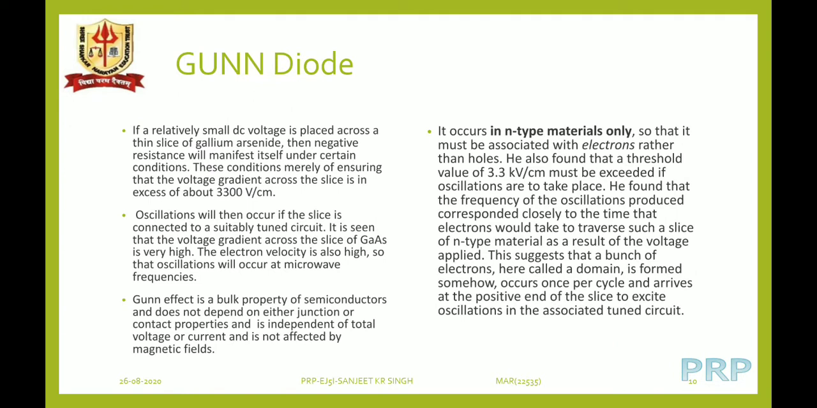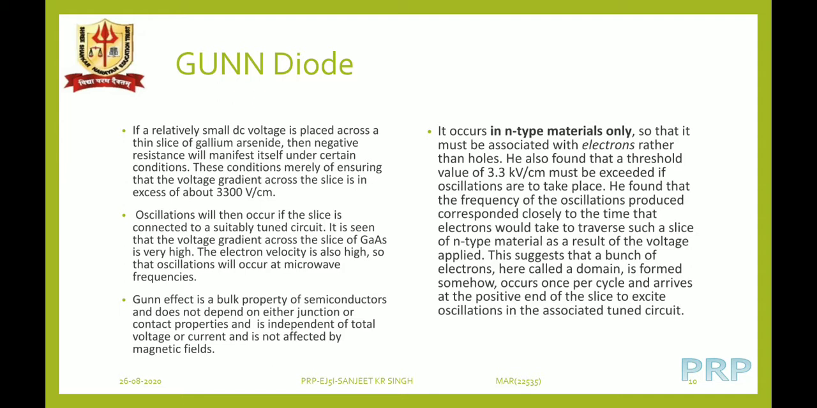So what is the Gunn effect? If a relatively small DC voltage is placed across a thin slice of gallium arsenide, then negative resistance will manifest itself under certain conditions. The condition is ensuring a high voltage gradient of about 3.3 kV per centimeter. If this condition is satisfied across a thin slice of gallium arsenide or indium phosphide, then it exhibits negative resistance characteristics. Moreover, oscillations will take place if the slice is connected to a suitably tuned circuit.